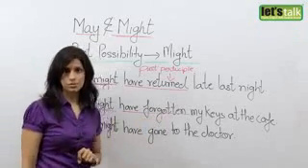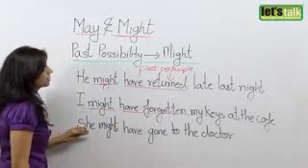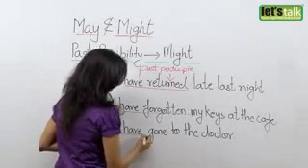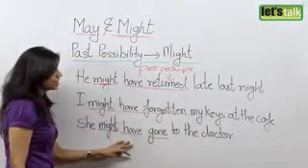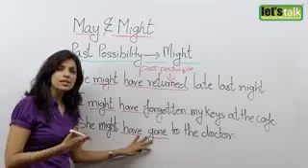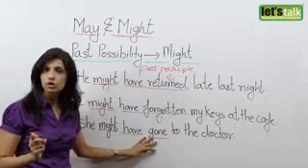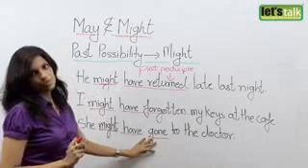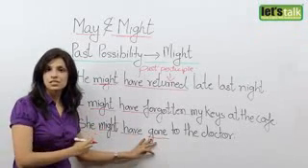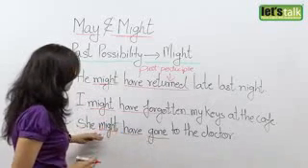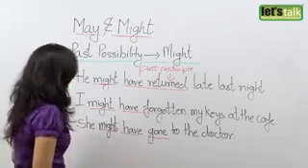In my last example, she might have gone to the doctor. Again, you're not sure, probably last week she might have gone to the doctor. Now we use this because you are not sure, but yes, there is a possibility that she may have visited the doctor in the past. So she might have gone to the doctor.